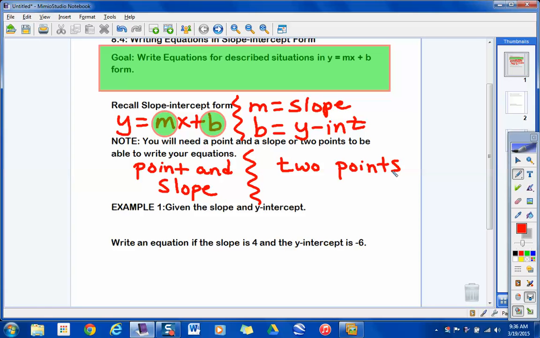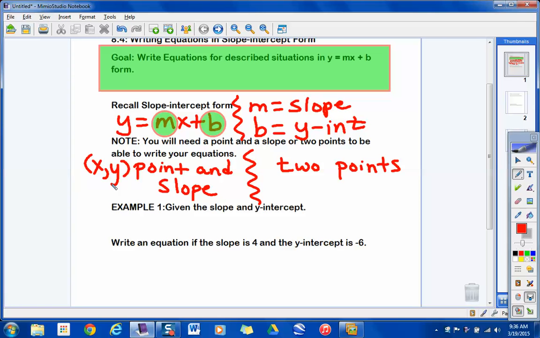Keeping in mind, guys, when we write these equations for described situations, what am I trying to find values for? M and B. Do you guys agree that all these points that I talk about right here, any point is a point, something, comma, something? X, comma, what? Any point is X, comma, what? And a slope will always be a rise over a run. Okay.